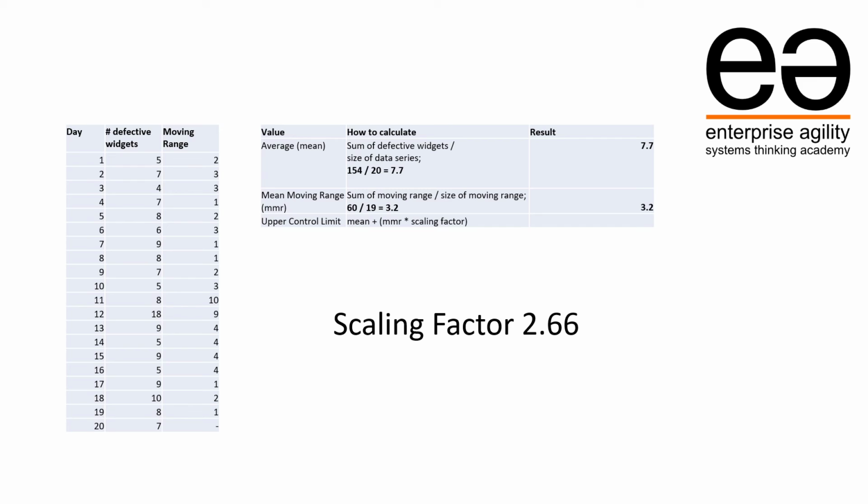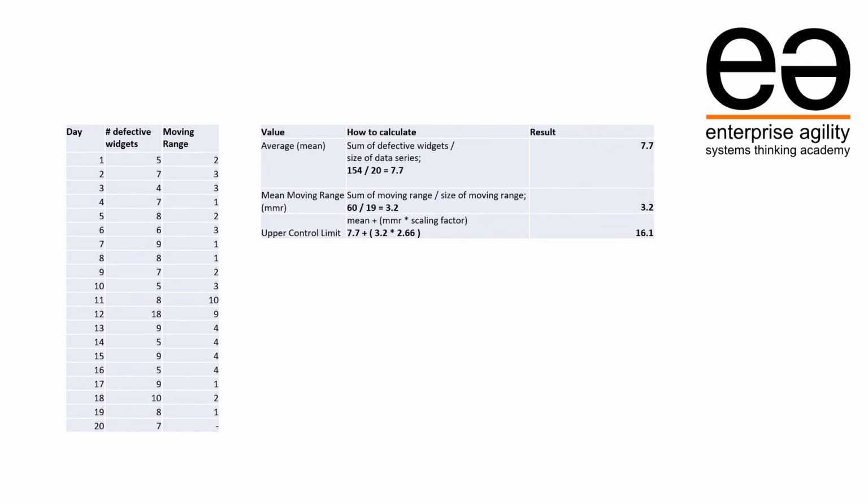To calculate the upper control limit, we simply take the average of the data, and then we add the mean moving range multiplied by the scaling factor to that number. So in other words, it's 7.7 plus 3.2 times 2.66. To calculate the lower control limit is exactly the same formula, but instead of adding the mean moving range times 2.66, we subtract the mean moving range times 2.66. And that gives us a value of minus 0.7.